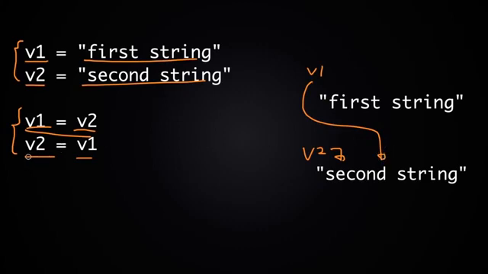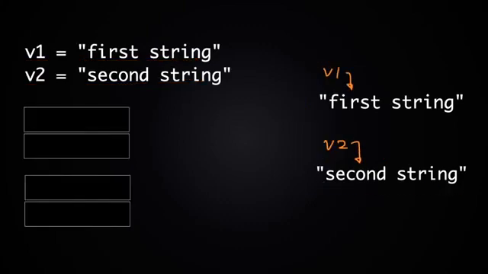And then when we write v2 equals v1, v2 will now refer to what v1 refers to now, which is second string. So at the end of these lines of code, we'll have v1 and v2 both referring to second string, which is not what we want. Let's now see what a good solution might look like.